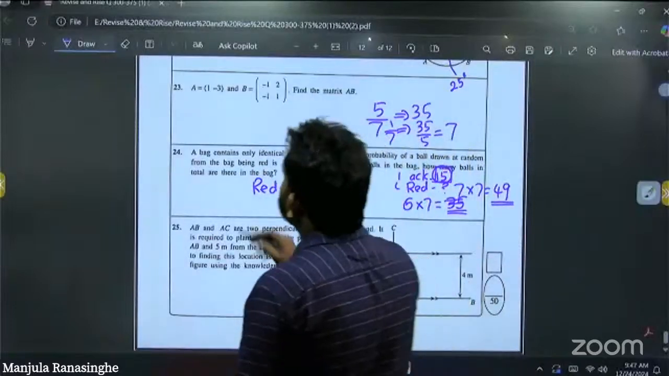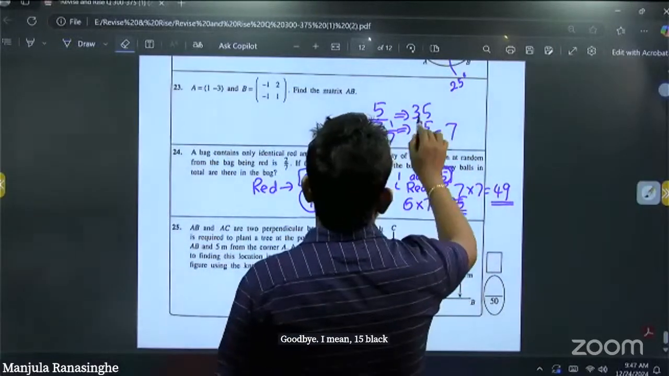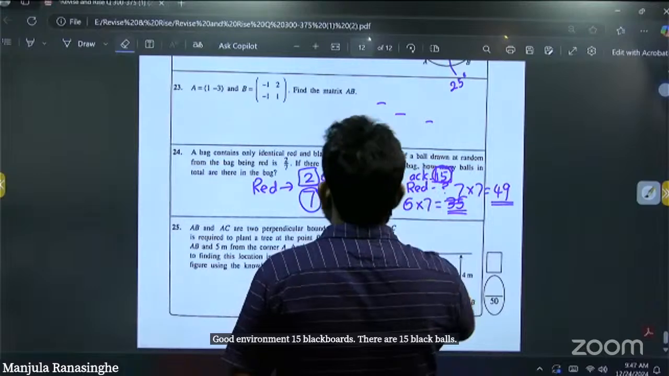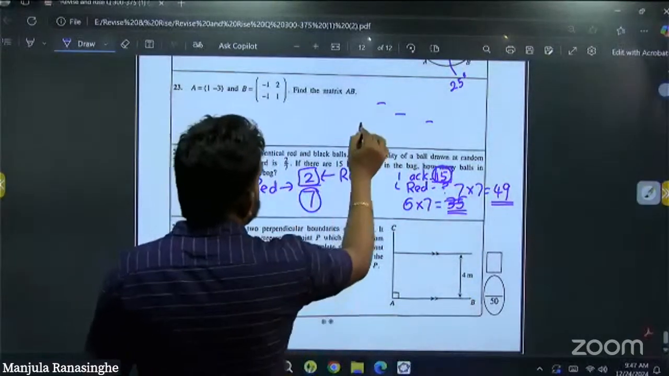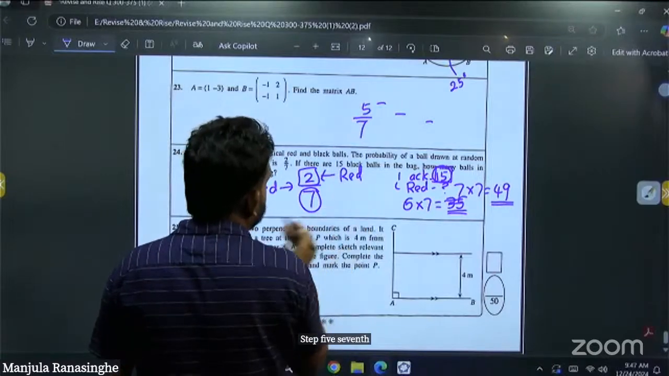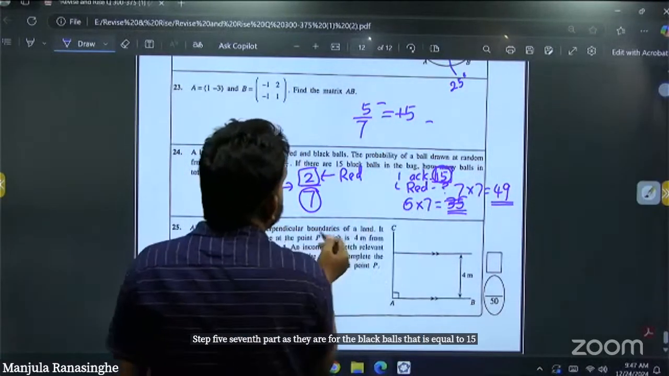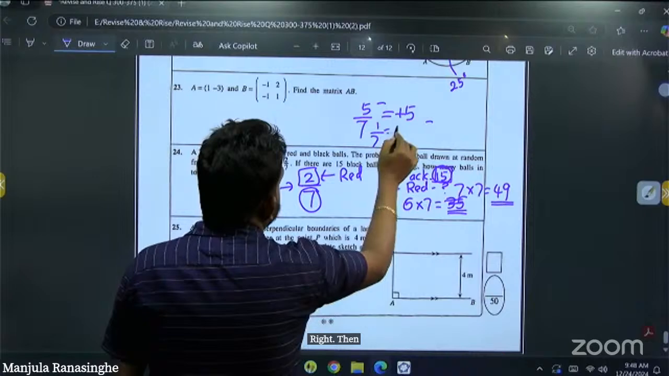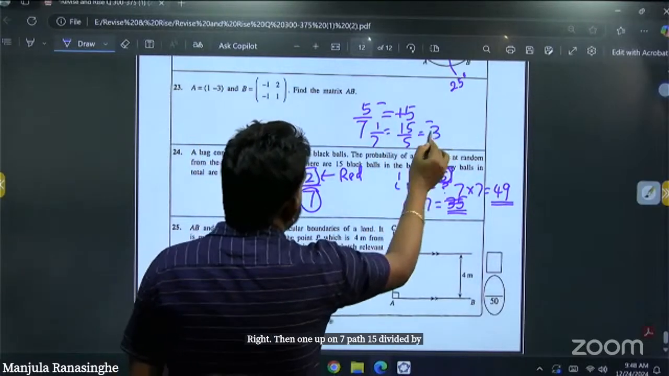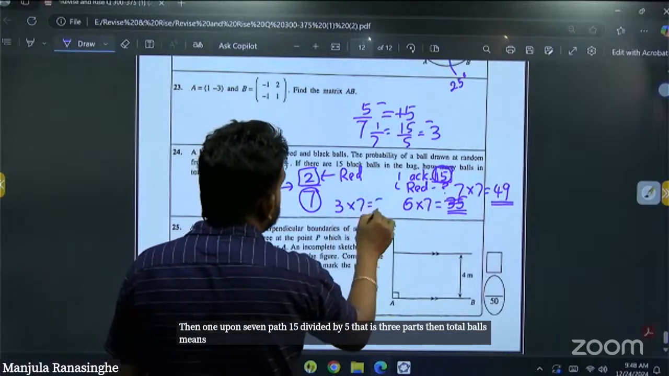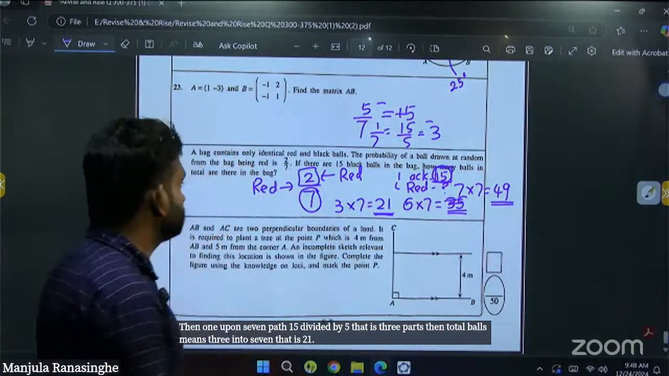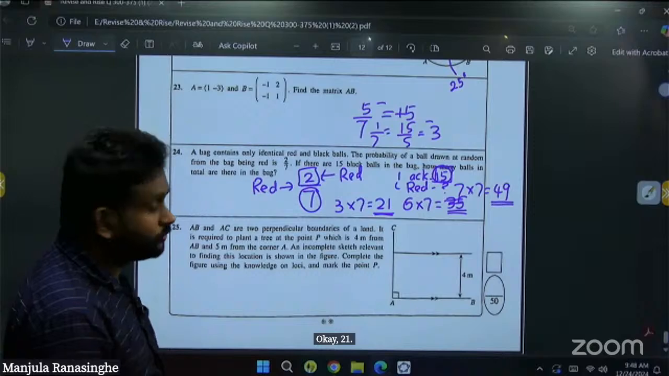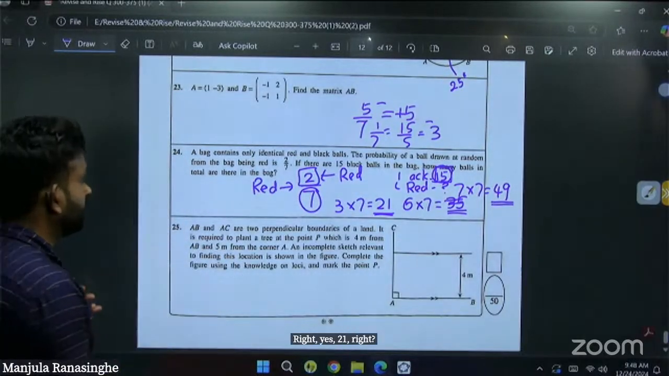There are 15 black balls. The 5/7 part is what the black balls make, and that is equal to 15. Then the 1/7 part is 15 divided by 5, which is 3. Then the total number of balls is 3 into 7, that is 21. Okay, 21.